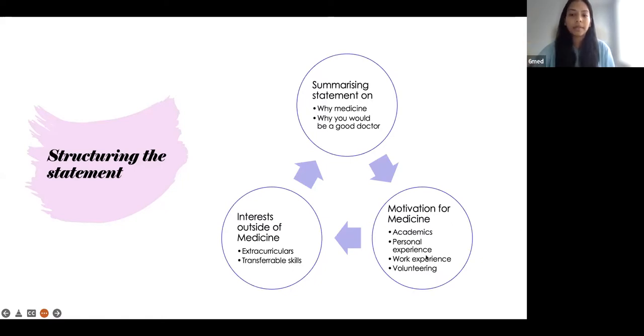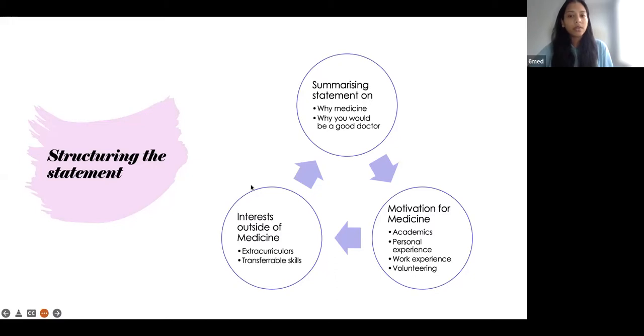So what sort of work experience have you done, and how did that make you interested in medicine? And then after you talk about this, so this will probably take about 2 to 3 paragraphs on its own. And then finally, your last paragraph will be interests outside of medicine. So what extracurriculars do you do? How did they give you or help you develop transferable skills, which you can then use in medicine?